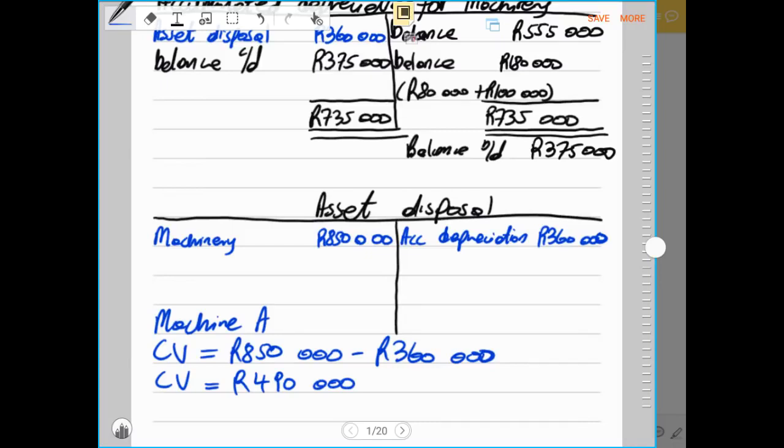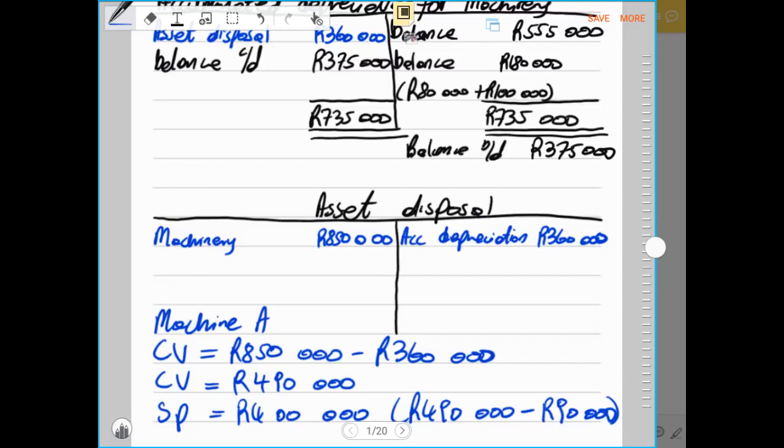But we don't know how much it was sold for. But one thing we know is that we made a loss. So now that means the selling price, as I said to you, must have been lower than the carrying value by 90,000. So the selling price must have been 400,000 rands. Why am I saying 400,000 rands? Because the carrying amount of 490,000 must have been greater than the selling price by 90,000. So for me to determine the selling price, I must say the carrying amount minus the loss, because the loss was 90,000.